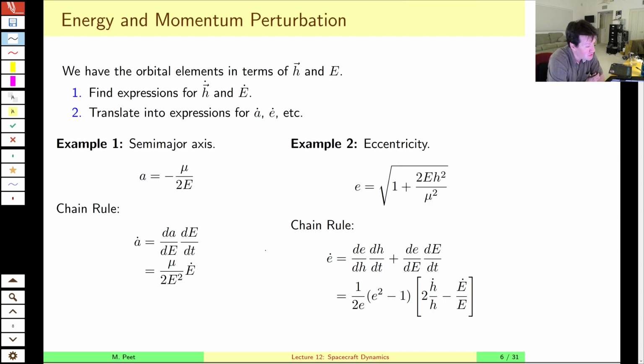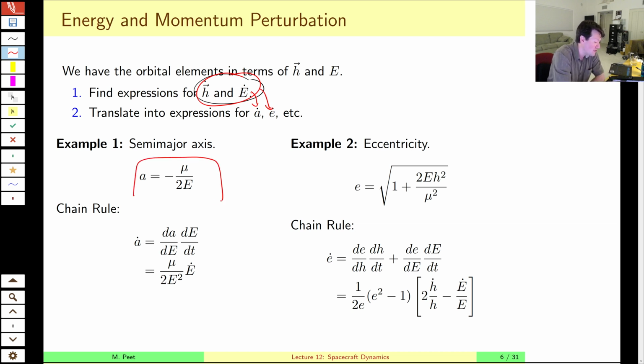Okay, so how to do this? Well, let's look into it. So again, first of all, we're going to find expressions for the rate of change of our physical constants of motion, specifically the angular momentum vector and energy, and then we'll translate those into changes in our orbital elements, using the chain rule primarily.